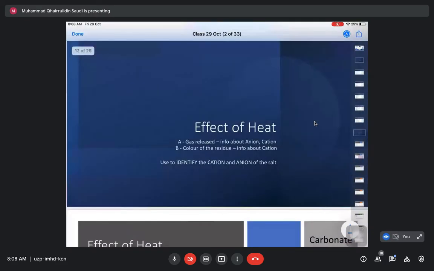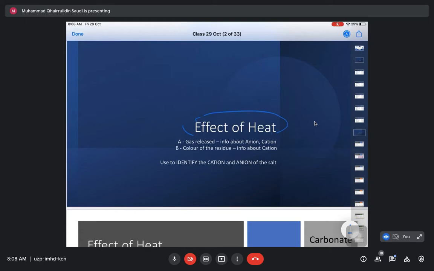The next one is the effect of heat. So macam saya cakap tadi, effect of heat ni kita nak tengok bila kita panaskan salt, what will happen to the salt. Okay, ada 2 benda yang kita observe. Kenapa kita nak panaskan salt? Because we want to investigate what is the type of salt. Apakah salt tersebut? Okay, kita sebenarnya buat eksperimen lah.